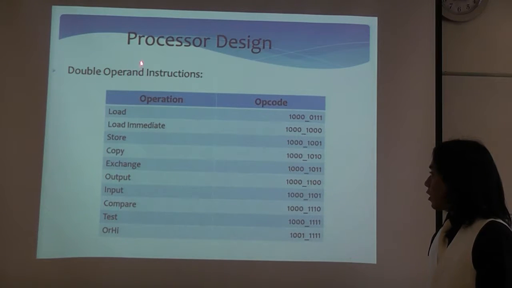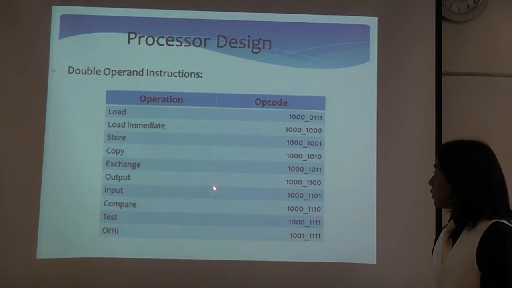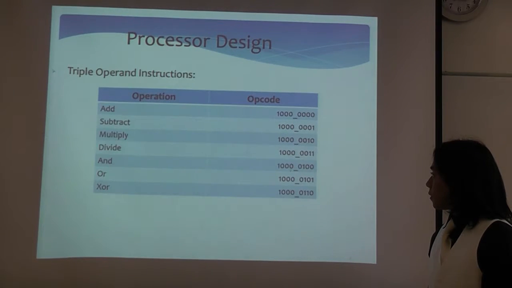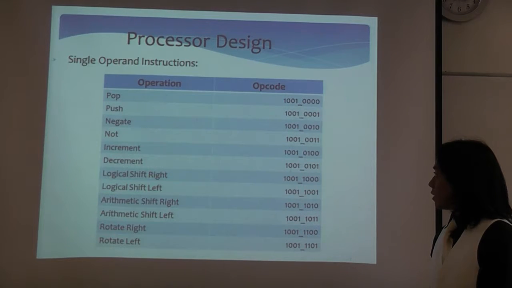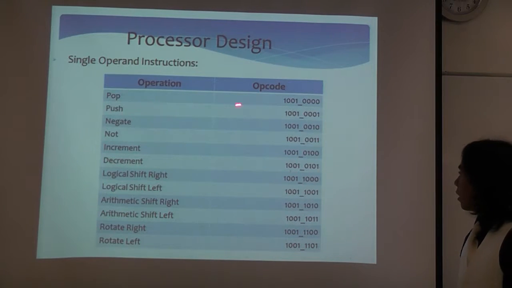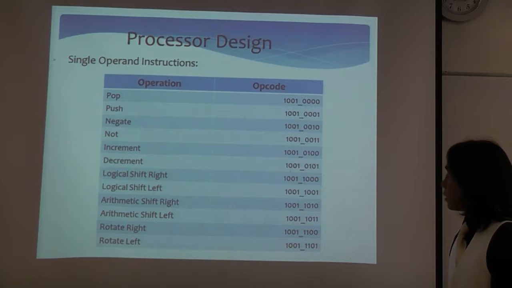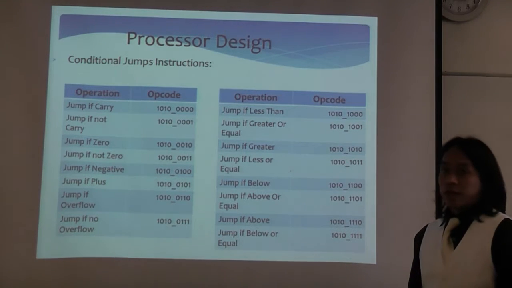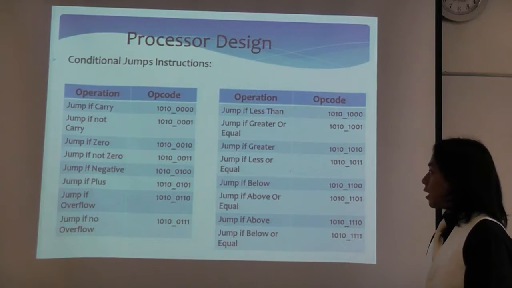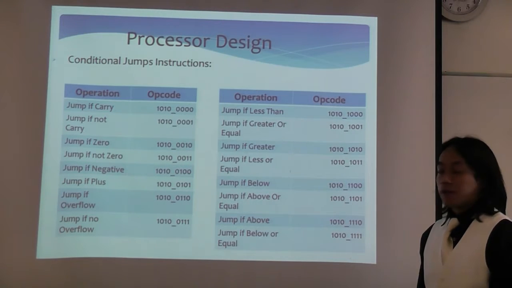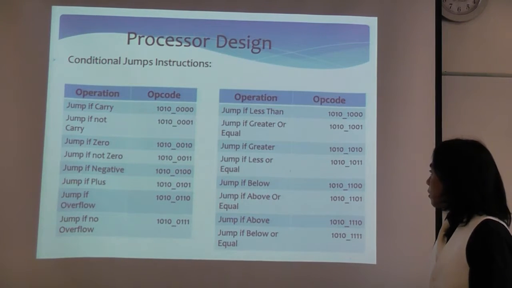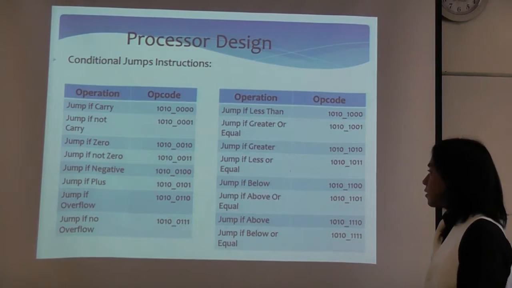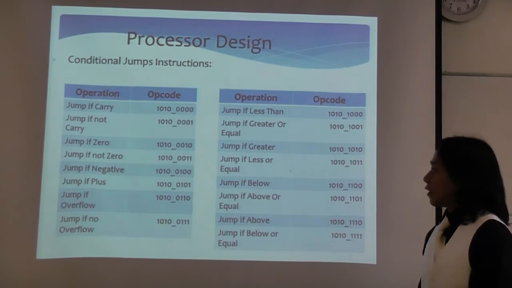The double operand instructions along with their opcodes. The single operand instructions along with their opcodes. And conditional jump instructions. We'll explain later in the slide how the conditions for each jump work, along with the status flags, such as jump if carry only works if carry is true.